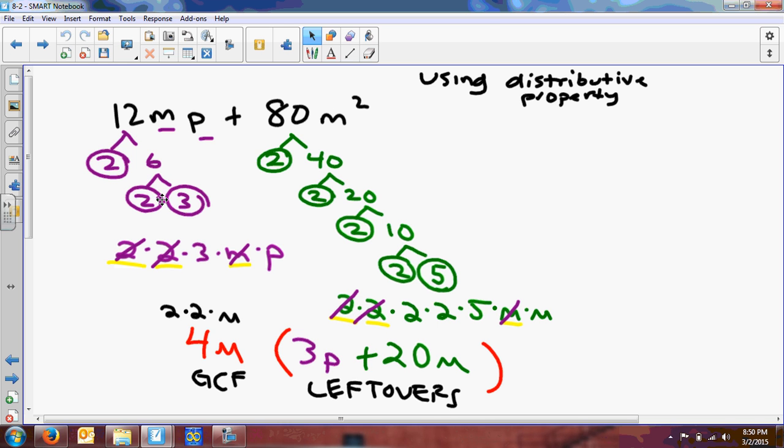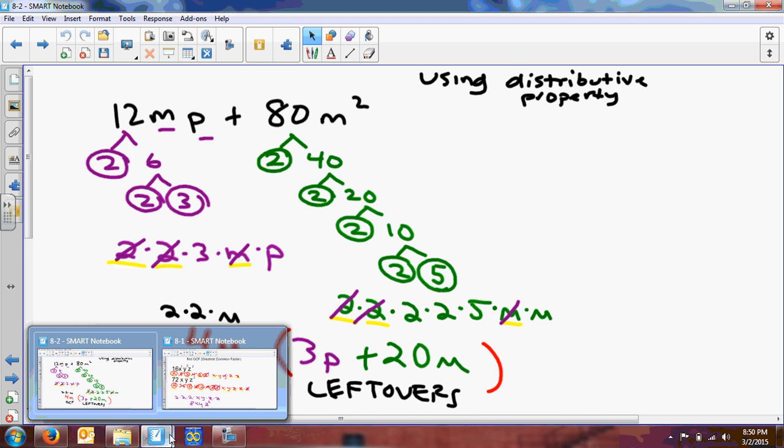12 and 6, and 6 is 2 and 3. So 2 times 2 times 3, and then m and p. 80 is 2 times 2 times 2 times 2 times 5. M squared is m times m. Now, we're looking to see what they have in common. I got a pair of 2's, another pair of 2's, and an m in common. So 2 times 2 times m became 4m.